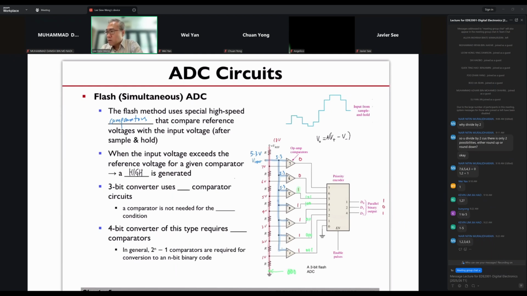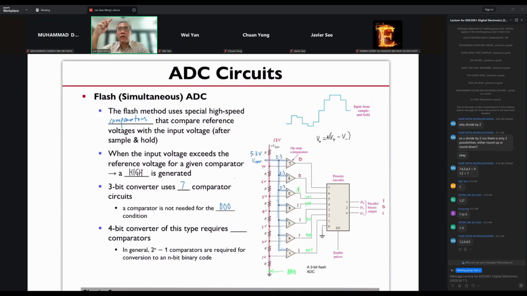Right, so what happens here is if I want a 3-bit, let's say the digital levels are represented using 3 bits, or the quantization level is 3 bits, then we will be using 7 comparator circuits. Now, you do not need one for the 0, 0, 0 condition, because you don't have to.